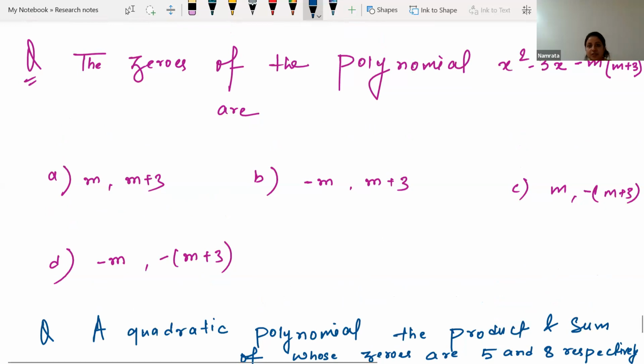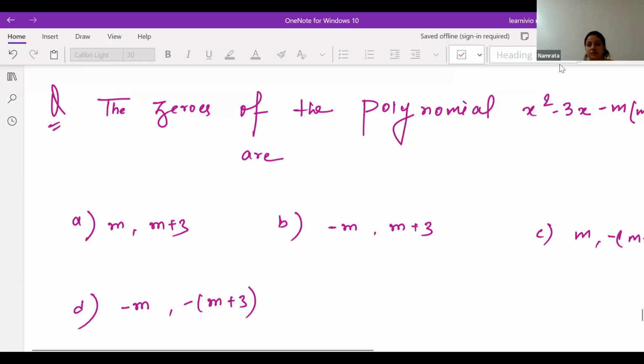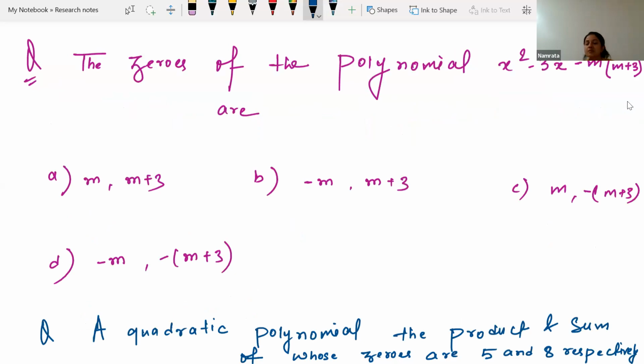Have you done the first one? Have you tried? Yes, Aisha. Ziana. Any idea how to proceed over here with this polynomial, x square minus 3x minus m in bracket m plus 3?